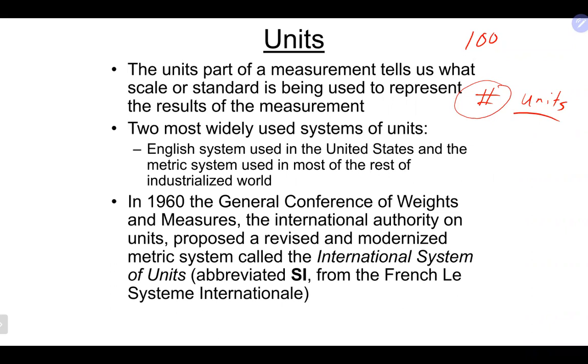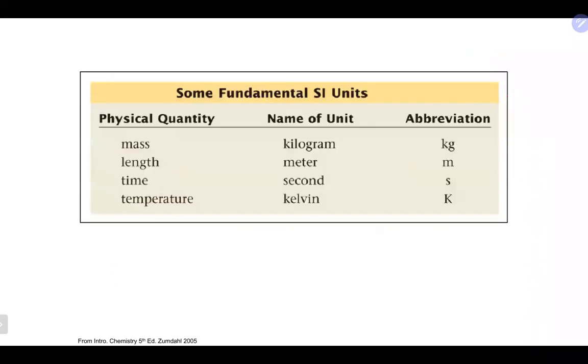So in 1960, they got together in a conference of weights and measures. Sounds like fun. But what they came up with was a standardized system of units, which is referred to as the SI system of units, or the International System of Units. It is pretty much based off of the metric system. You'll hear a lot sometimes about SI units, and it's the standardized system of units that we use here in chemistry. That allows everybody to be on the same page in terms of units and what numbers represent.